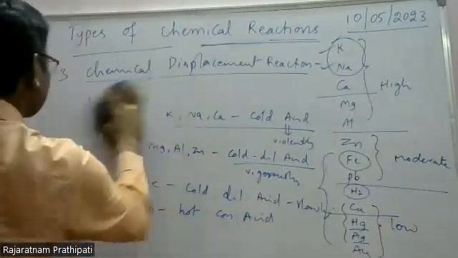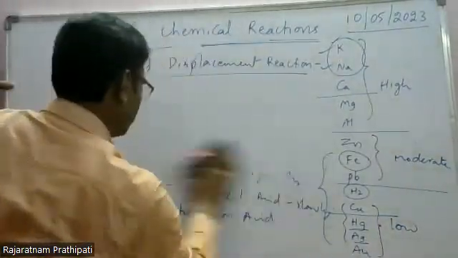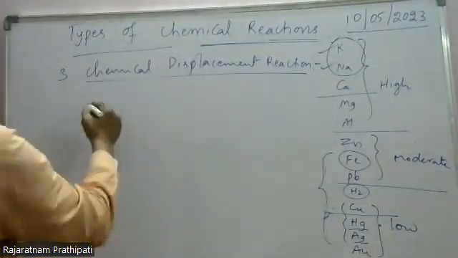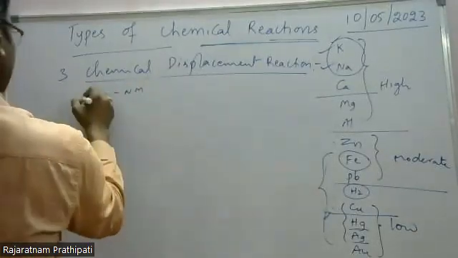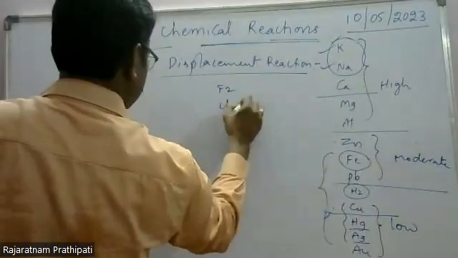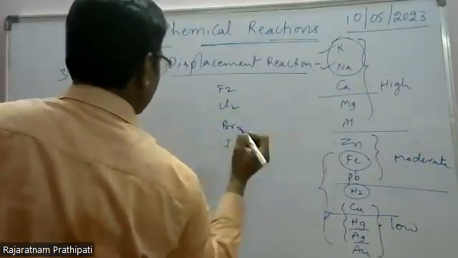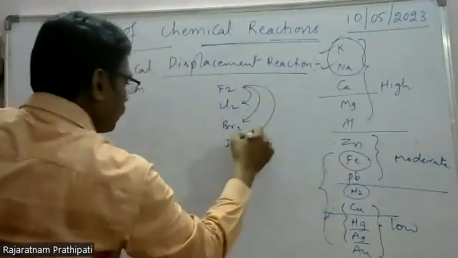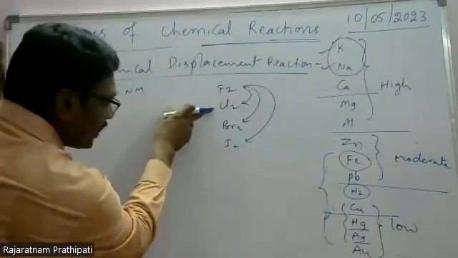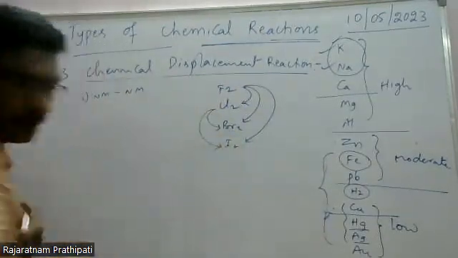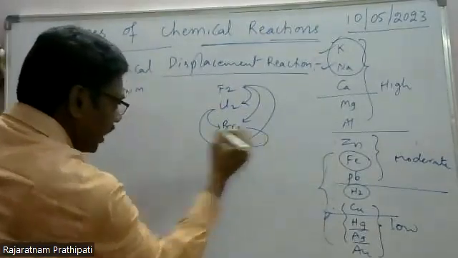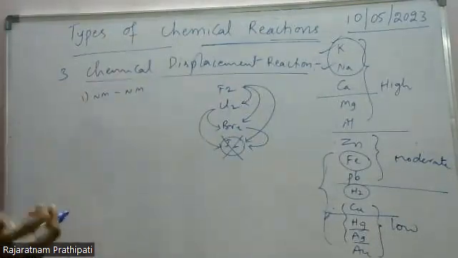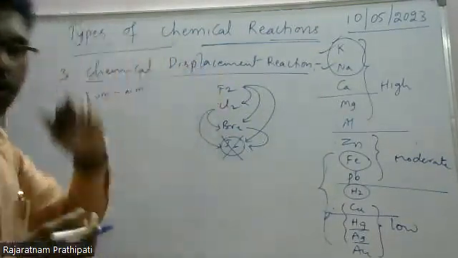Is it clear? Next, the third category: non-metal displacement reactions. We already discussed the non-metal activity series: fluorine, chlorine, bromine, iodine. Fluorine can displace chlorine, bromine, and iodine. Chlorine can displace bromine and iodine. Bromine can displace iodine. But iodine does not displace any of the non-metals fluorine, chlorine, or bromine.